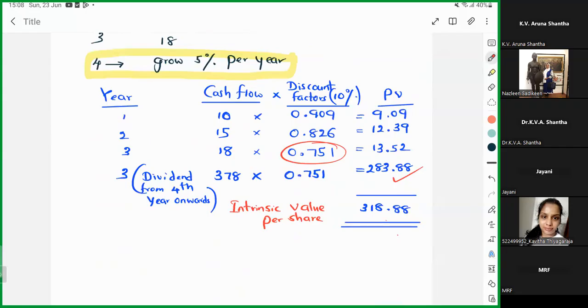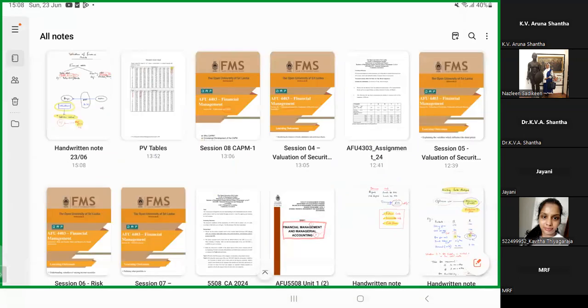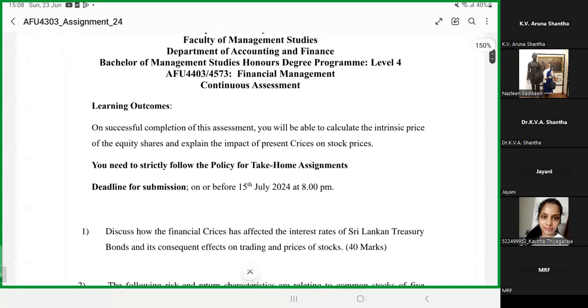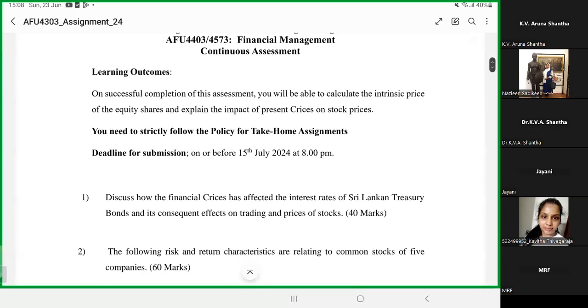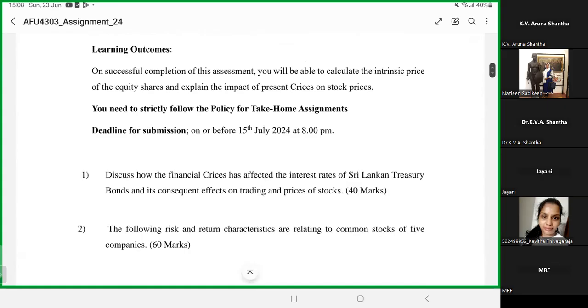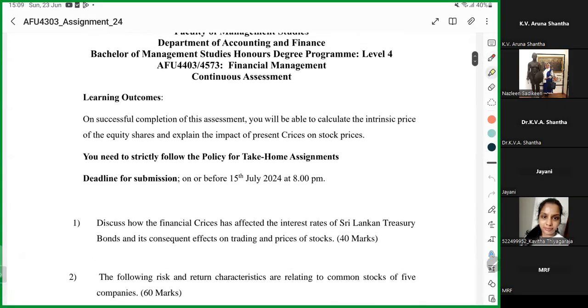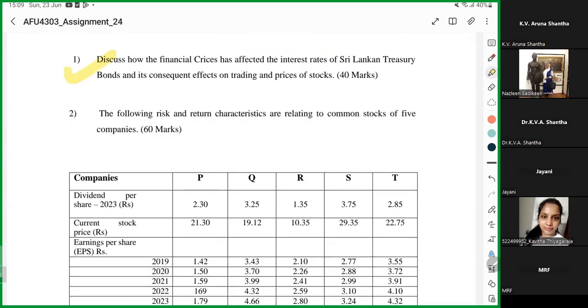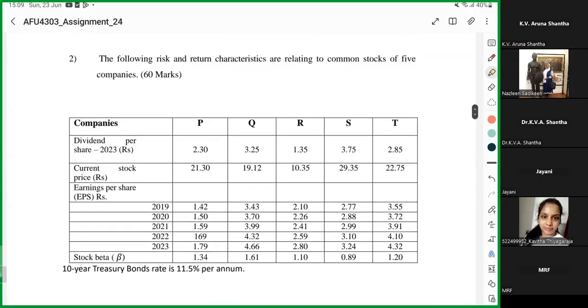Right. So before moving to the next lesson, let's see your assignment. Take home assignment. Because these valuations you have to apply in the assignment. So you have to follow the policy for take home assignment that will be uploaded in your LMS. Right. Deadline 15. First part, you have to study and discuss. In the second part, you have the valuation.